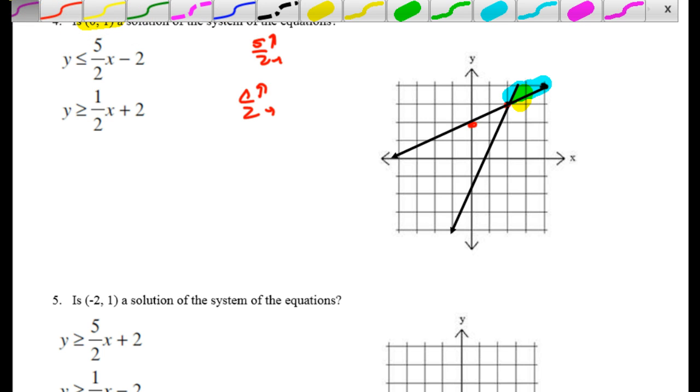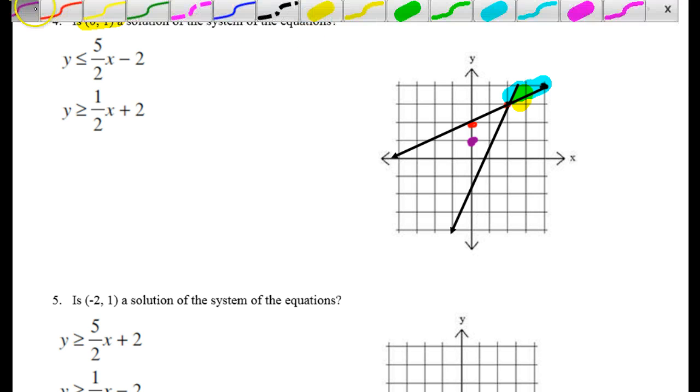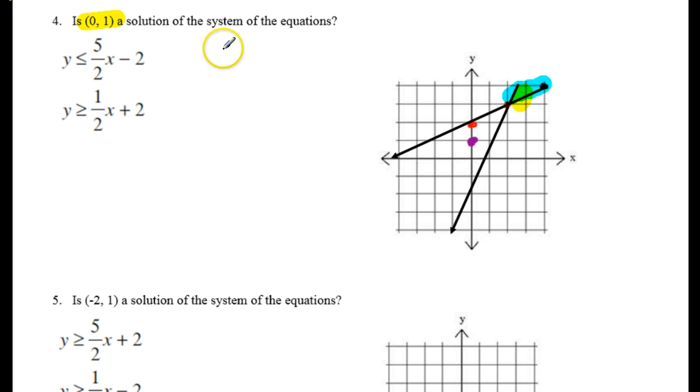So the point that they're asking us for is (0, 1), a solution? Well, (0, 1) is right here. That is not in the shaded region. So that means that if we write this out here, the bottom line is (0, 1) is not a solution.